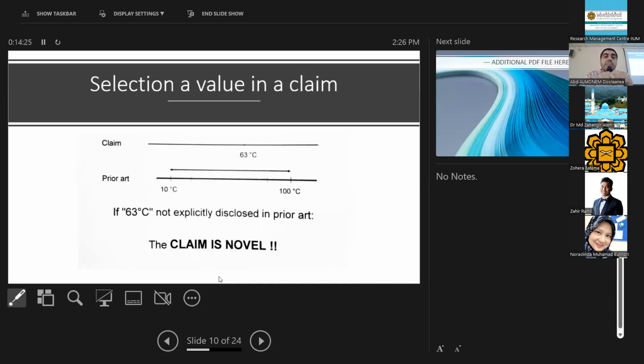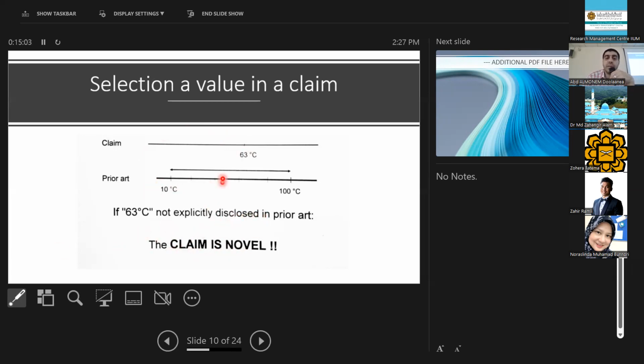Specific value in a claim. So if the prior art, the one that is available already, is from 10 to 100, I want to claim a specific temperature, a specific point, I can, because it's not explicitly disclosed in the prior art. Of course, you need to prove why 63. There is something happening at 63 exactly, not just picking up a temperature that works for you. Cannot. Need to prove something happening here. So this one can be considered novel.